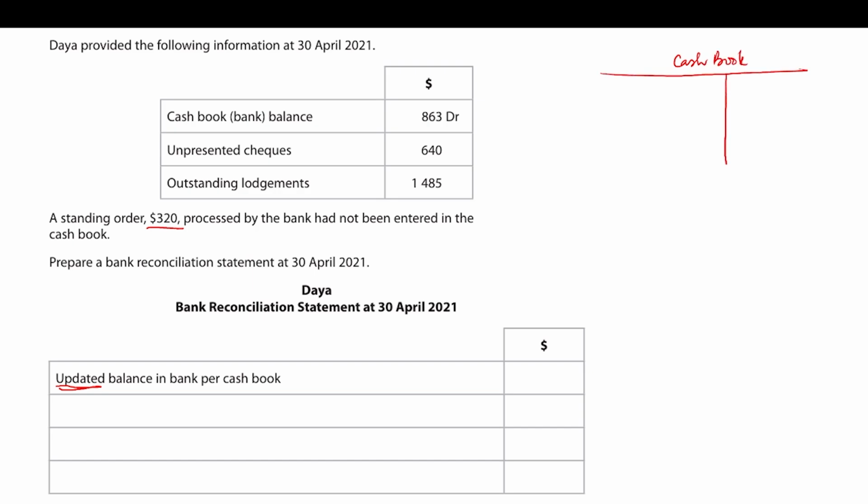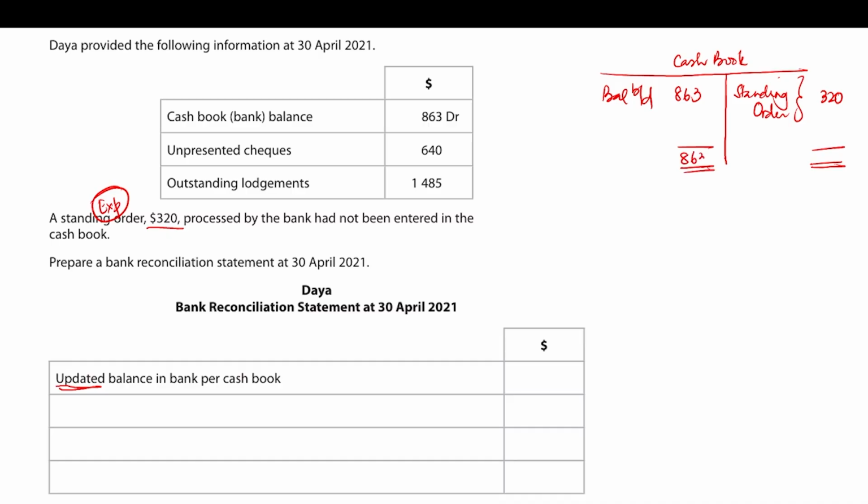The balance is debit here, it's 863, balance brought down. Now the standing order of 320 processed by the bank had not been entered. That means this was an expense which was recorded in the bank statement. So what do we have to do? We have to write it on the credit side and say standing order, and it would be 320.